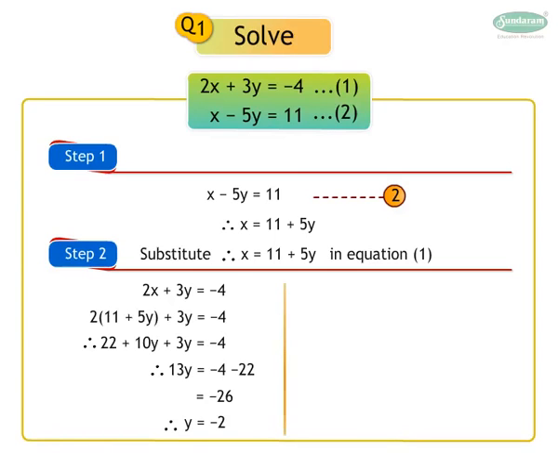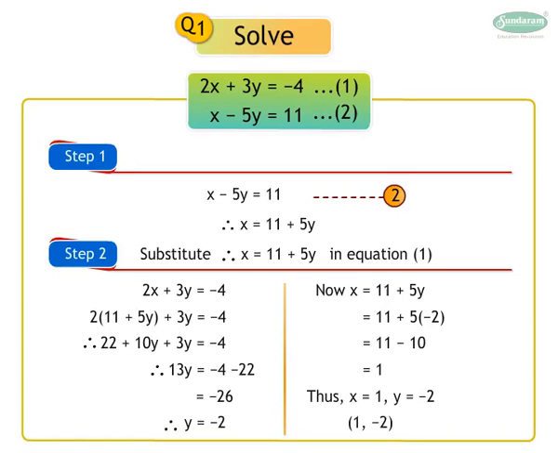We proceed to find x = 11 + 5y = 11 + 5 × (-2) = 11 - 10 = 1. Thus, we get x = 1 and y = -2. We write it as an ordered pair: (1, -2).